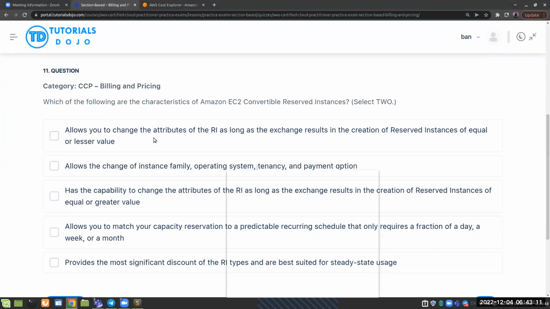Question 11 is for you, Leslie. I hope you're able to take a question. Which of the following are the characteristics of Amazon EC2 convertible reserved instances? Select two.